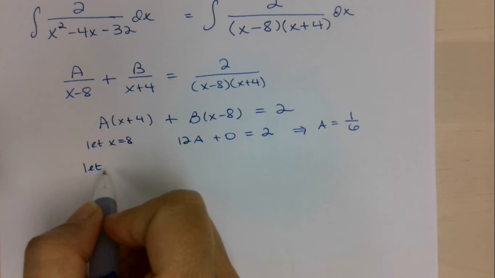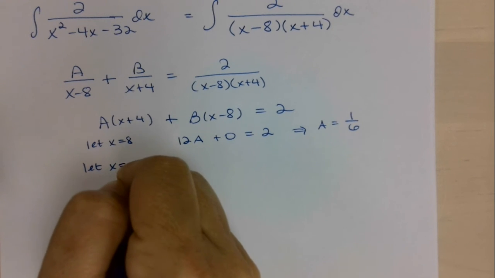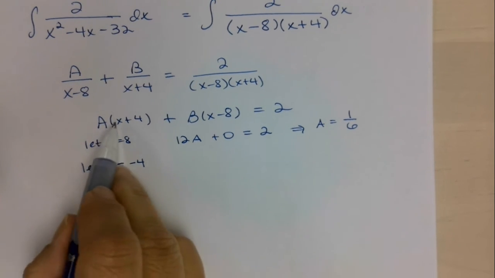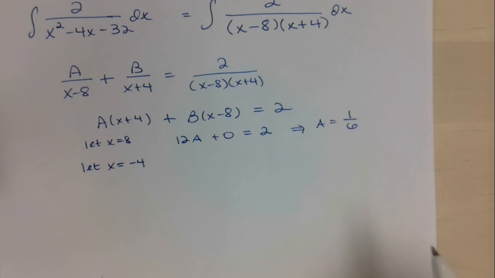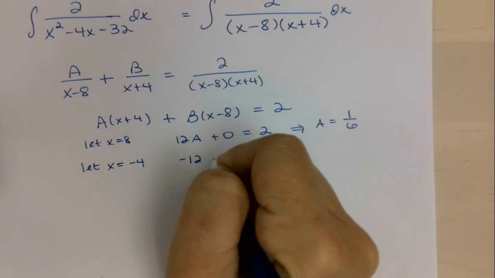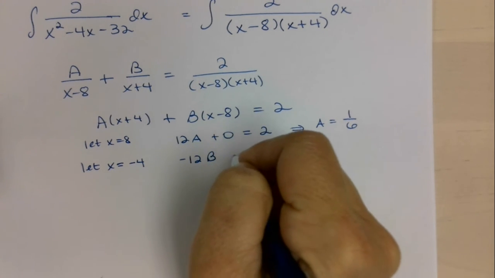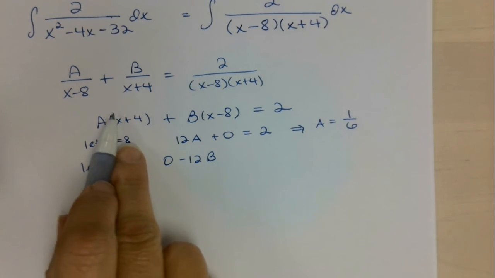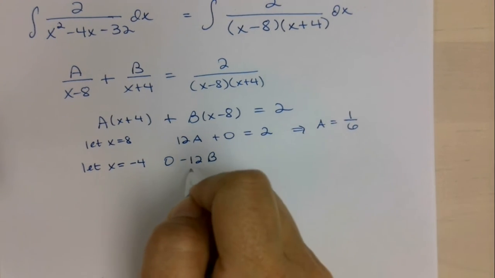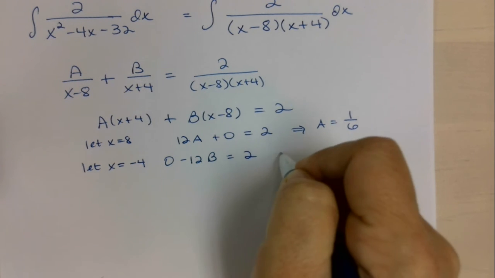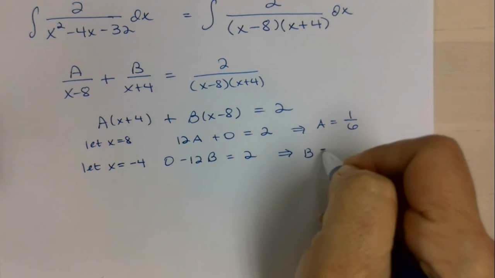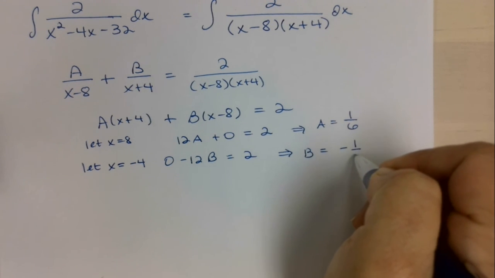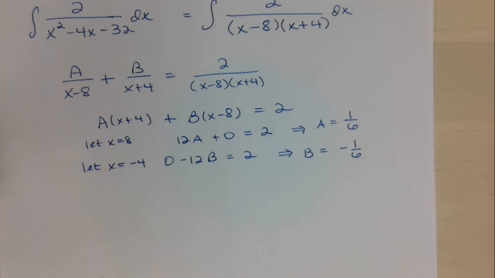The other convenient value would be negative 4. Negative 4 is going to zero out my a term. So I get negative 12b. Oh, sorry, I didn't put my 0. And you don't have to show the 0, but I'm just showing we zeroed out that first term. Minus 12b is equal to 2. And therefore, b equals negative 2 over 12, or negative 1/6.